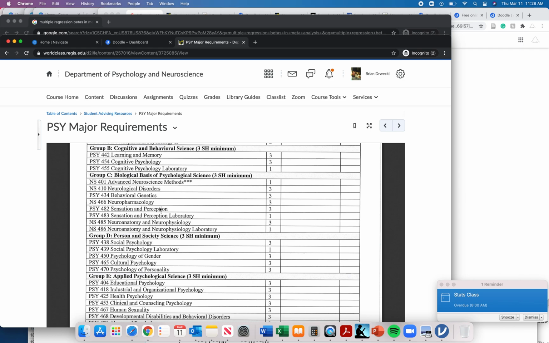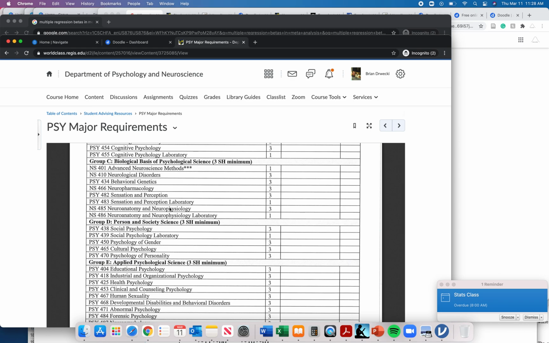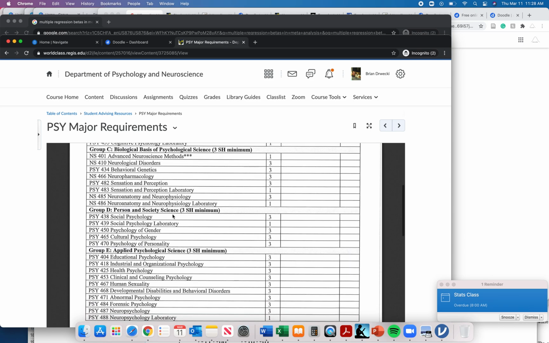Neuropharmacology, another neuroscience course. That is going to be drugs and behavior, essentially. Sensation and perception is how we see, feel, touch, and so forth. And it has a laboratory, very interesting lab. I'm going to give all the labs a little shout out. I think it's an interesting aspect of our major. I know labs take up a lot of time, but they're also pretty cool, give you a better in-depth understanding. Neuroanatomy and neurophys, that's exactly what it sounds like.